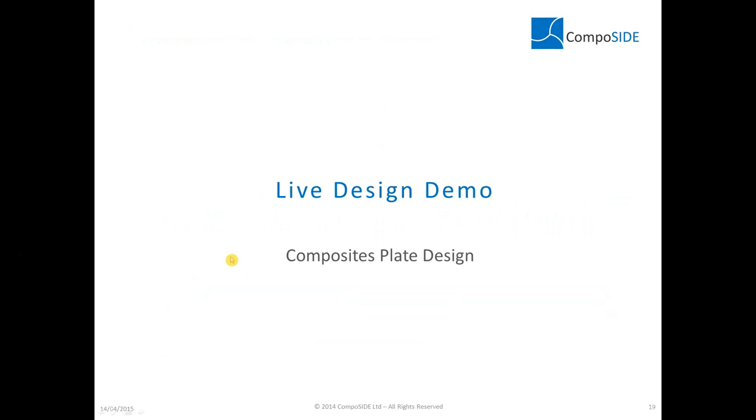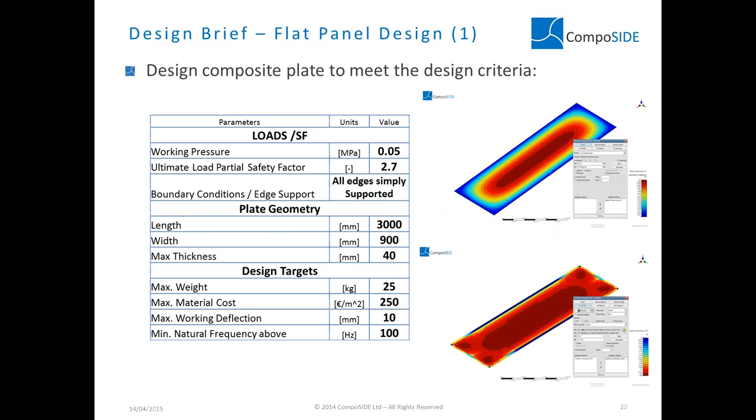Okay, we are going to do a live demo now of the composite plate design. It's a flat panel. Basically, this flat panel design brief is as follows. We want to design a flat panel for a working pressure of 5 kilopascals and with an ultimate load partial safety factor of 2.7. And we know the boundary conditions are simply supported edges, the length and width and limits on the geometry are defined as follows.